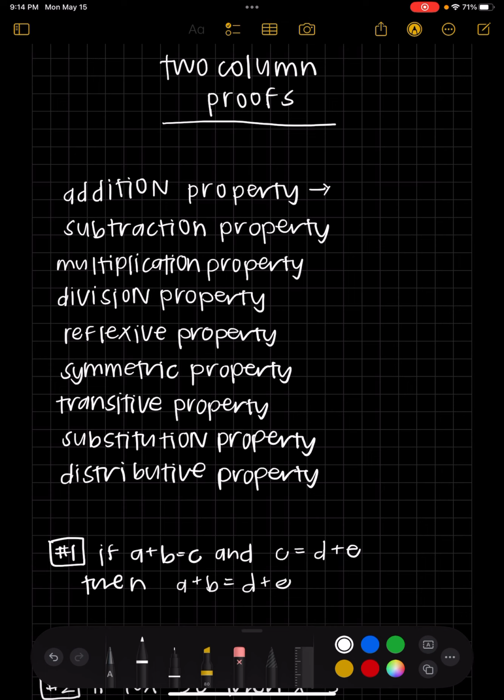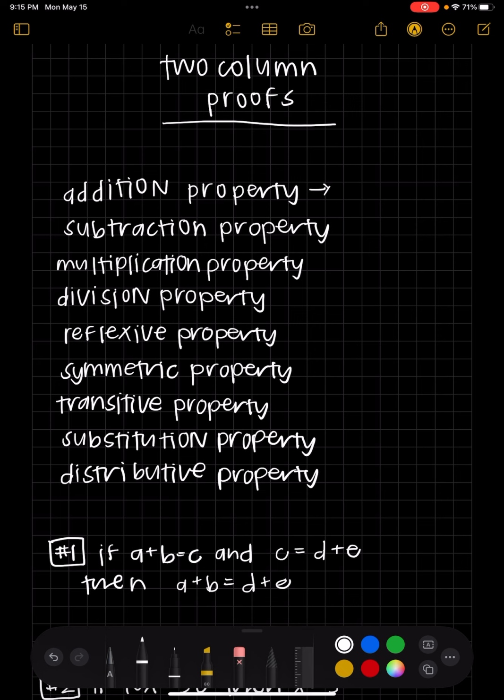And that one's really similar to the next one, which is the substitution property. The substitution property says that if A is equal to B, then A may be replaced by B in any equation. So on this one, you can just replace the A with B in anything, whereas the transitive property, it's more linear.